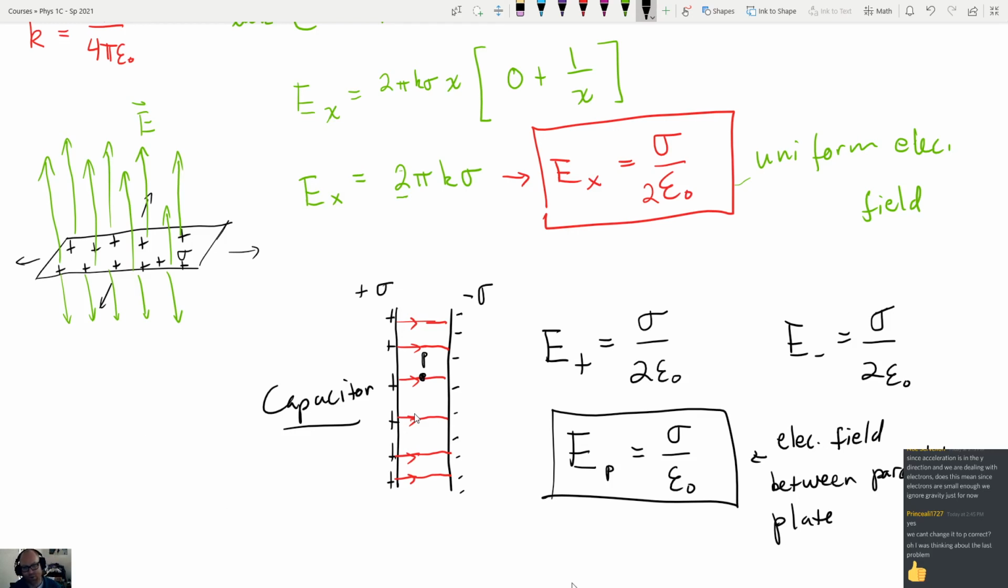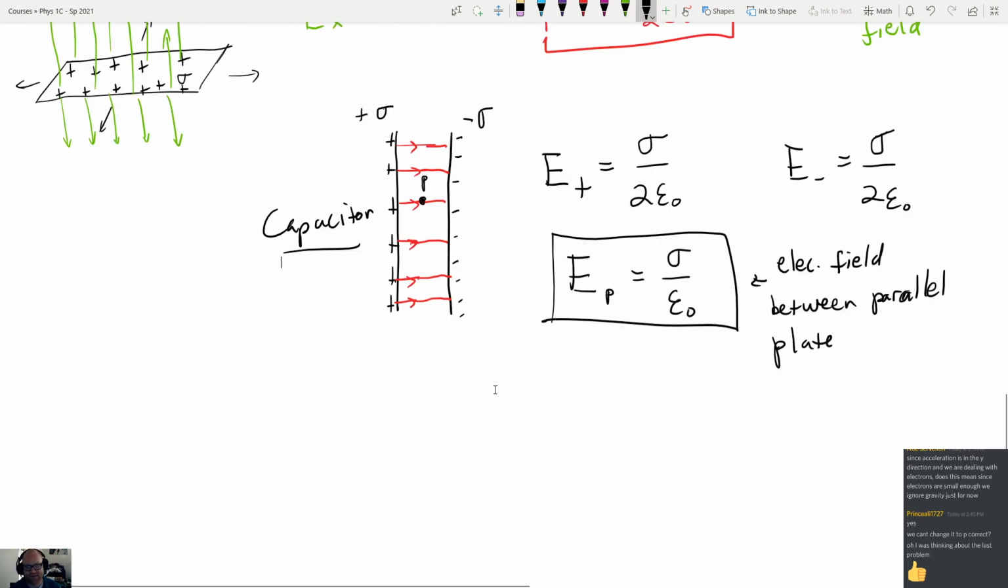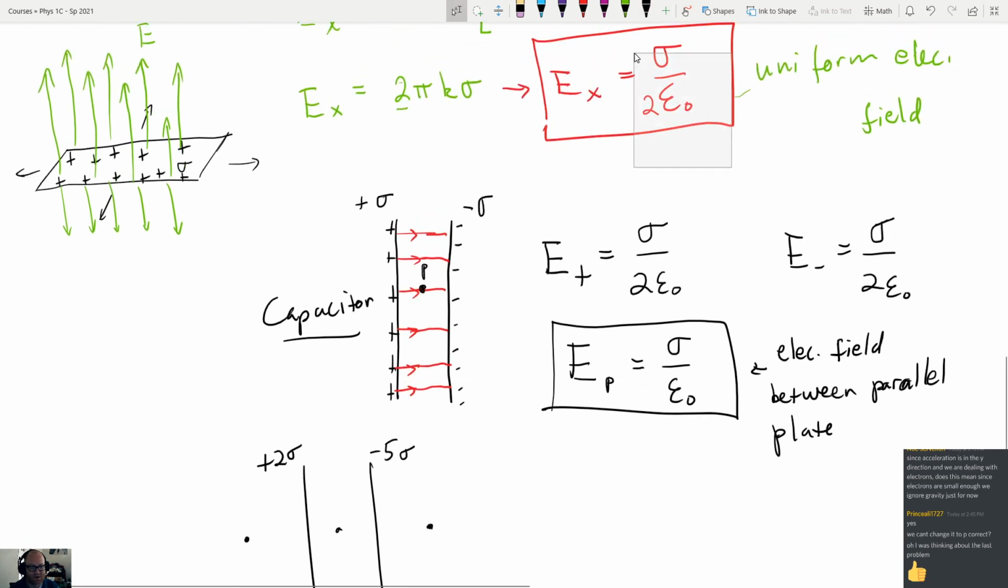Now, you're going to have a homework problem where you have to say, okay, well, what if we have one that's positive 2 sigma next to a plate that's like negative 5 sigma? What's the field in between going to look like? And it'll ask you to find the field here, here, and here. Okay. So all you're going to really be doing is using that equation right there.